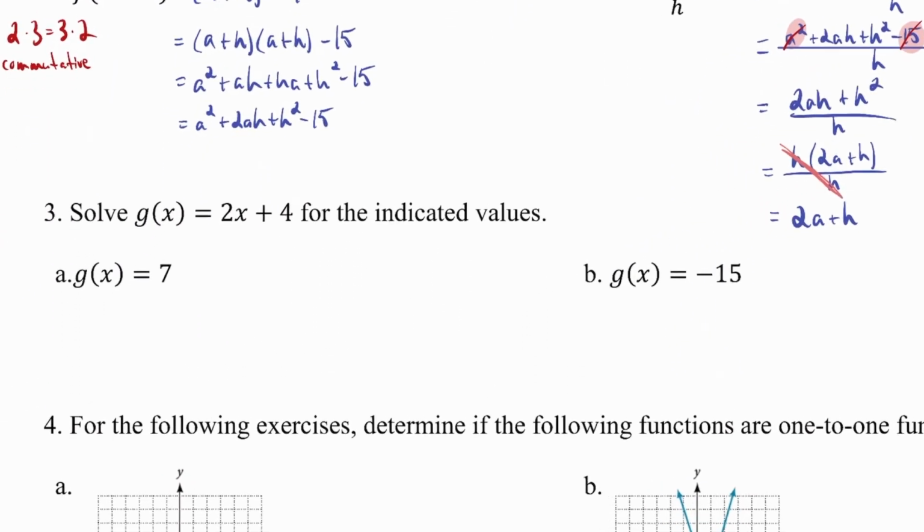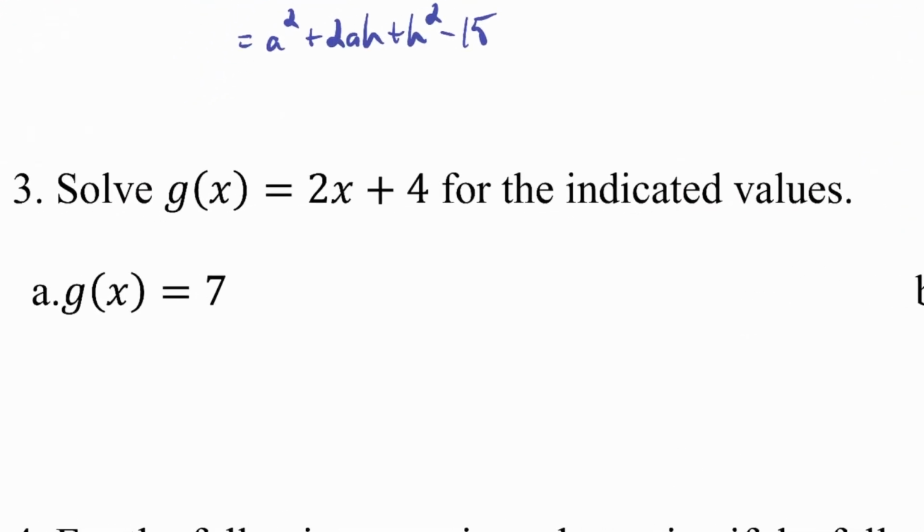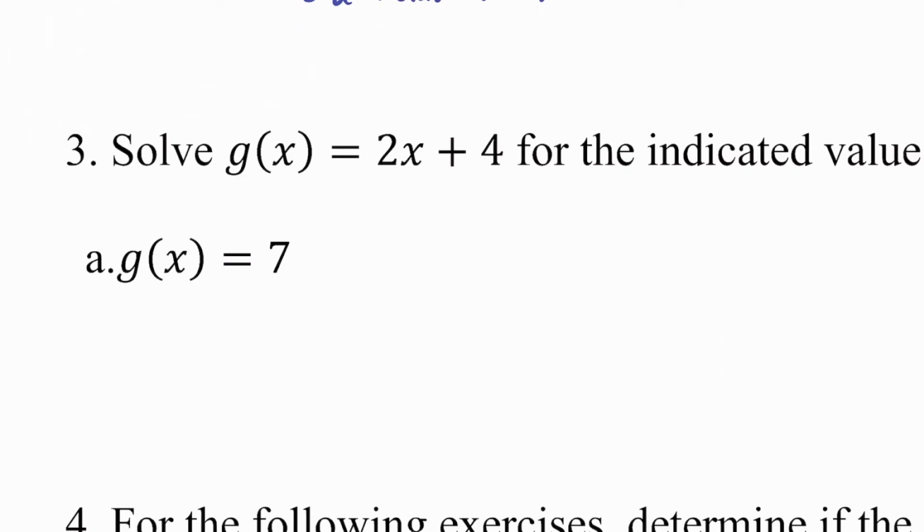So part 3, solve g of x equals 2x plus 4 for the indicated values. Okay, so basically we're looking for what input would the function have an output of 7? So I'll just take this 2x plus 4 and replace it in there because that's what g of x is. So 2x plus 4 equals 7. I'll subtract 4 on both sides. So 2x equals 3. And I'll divide by 2 on both sides. So x equals 3 over 2. And that's it. I've found the input that causes the function g to produce 7 as an output.